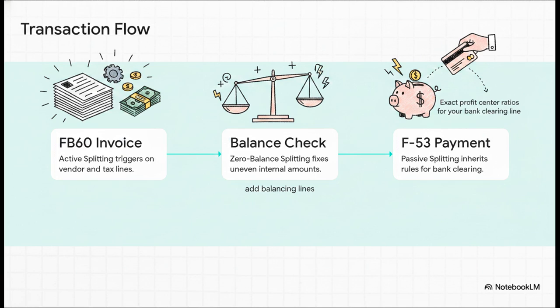Step 2. In that exact same split second, if the debit and credit amounts of those individual profit centers don't match up perfectly, zero balance splitting kicks in simultaneously to add those balancing lines. So the primary document is saved perfectly balanced. Then, step 3, fast forward to next week when you run the payment. Passive splitting takes over, looking back at the original invoice to inherit the exact profit center ratios for your bank clearing line. It really is one continuous, highly intelligent lifecycle.